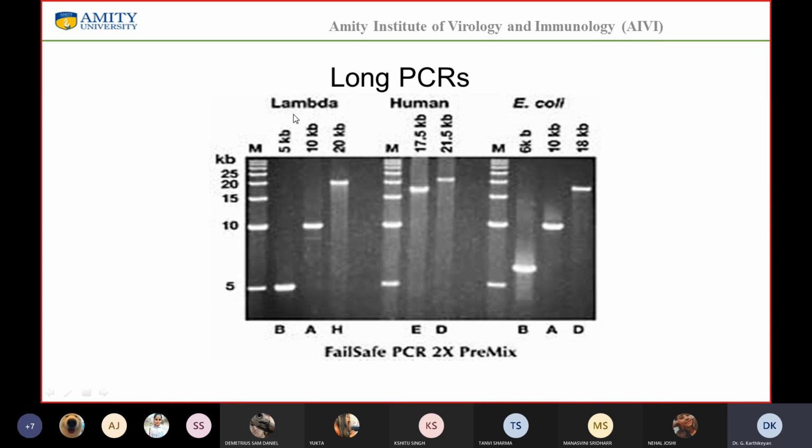People have done these long PCRs from different genomes, from lambda, from human, from E. coli, all these different organisms. They've been able to show that this PCR really works. It doesn't matter whether it is human or E. coli or lambda, which is a bacteriophage. It seems to work very well. This is called fail-safe PCR premix. These all come from a commercial organization which is going to charge you for that.